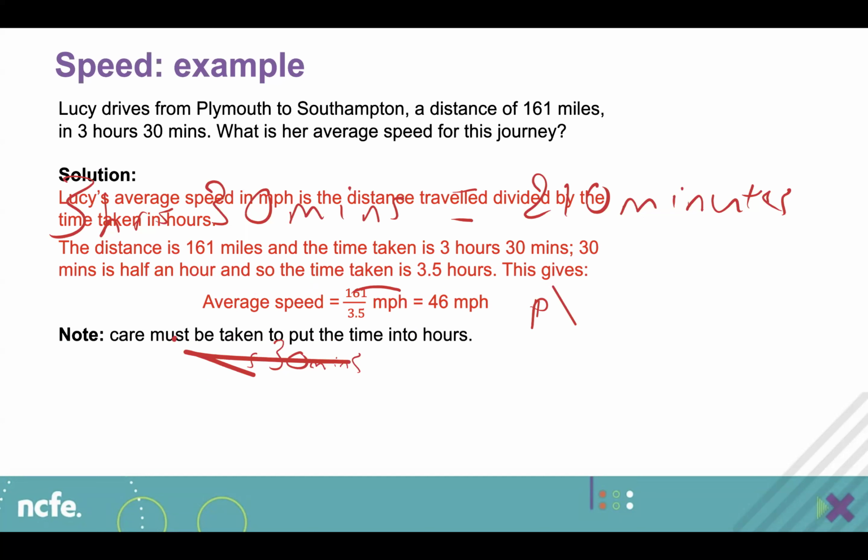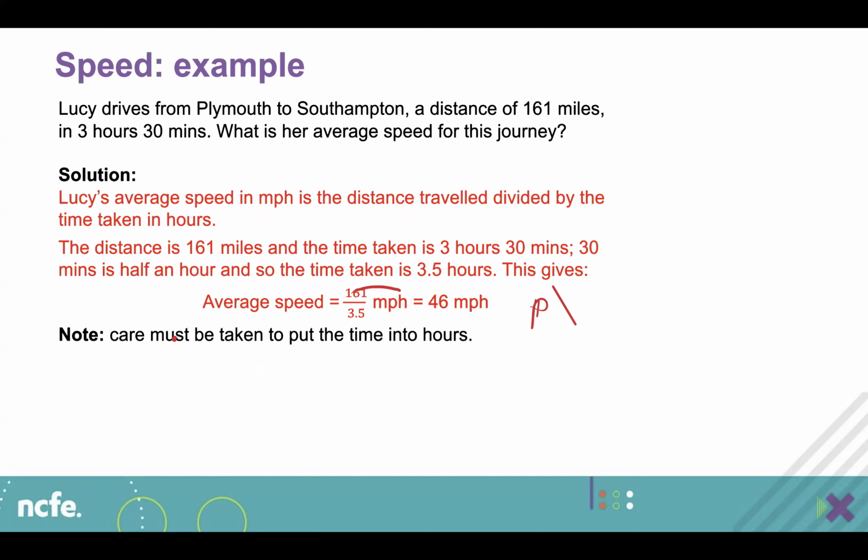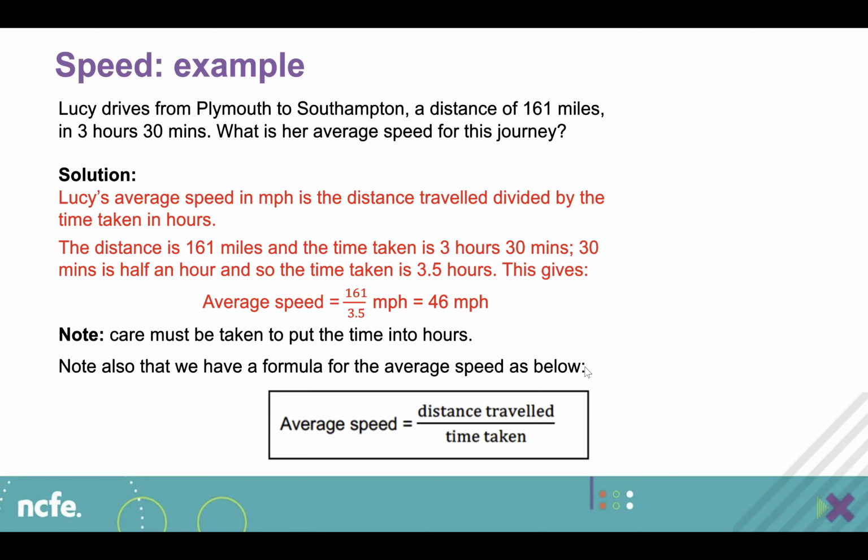Because you just remember, ignore the minutes. We don't do it in minutes, we do it in hours. So all you need to remember is that 3 hours and 30 minutes is 3.5 hours. Then you work out. Care must be taken to put time into hours. Speed is the distance divided by time.